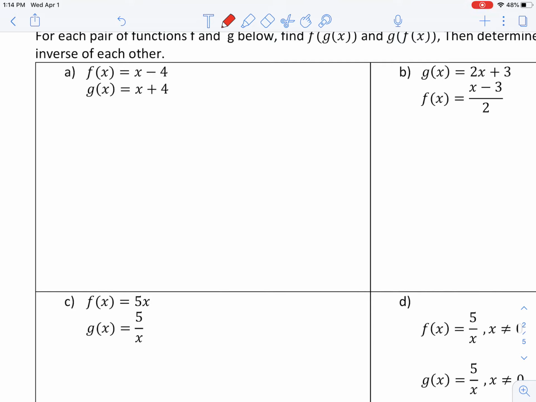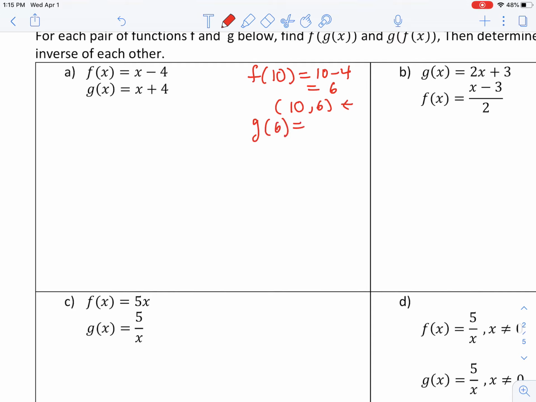Subtracting 4 and adding 4 are opposite operations, right? So I think they are. Yeah, they look like they're inverse functions. And we can check it by maybe plugging in a random number. What if I plug in f of 10? Let me plug 10 into f of x. Then that will be 10 minus 4. I'll get 6, right? So the ordered pair for that one is (10, 6).